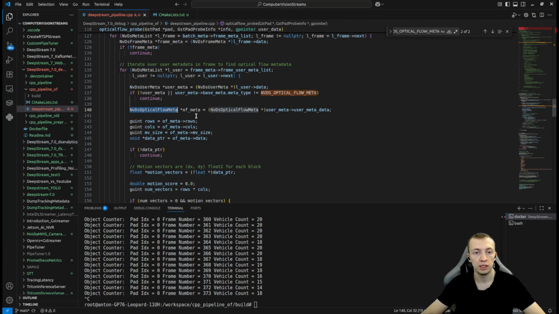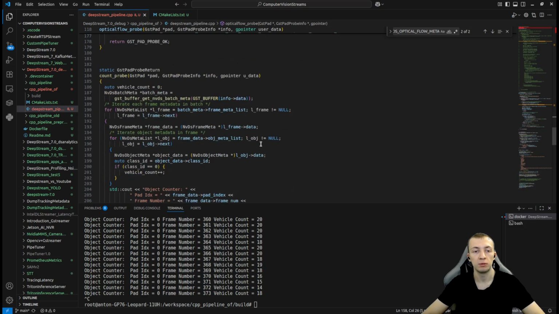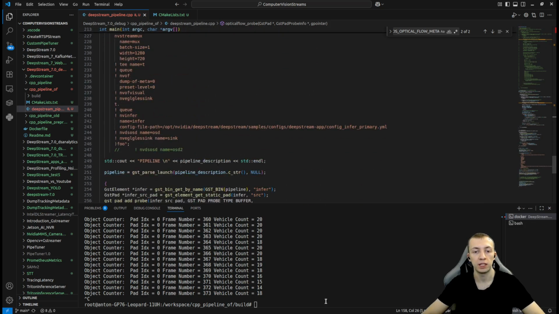You can easily write a probe and iterate over our optical flow to retrieve motion vectors that you need to convert to get proper floating point values. And maybe you can compute the amount of movement or analyze the optical flow for other use cases.